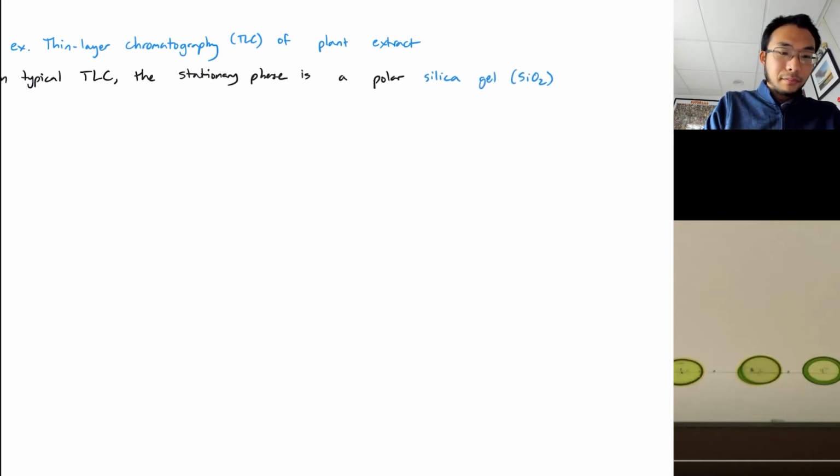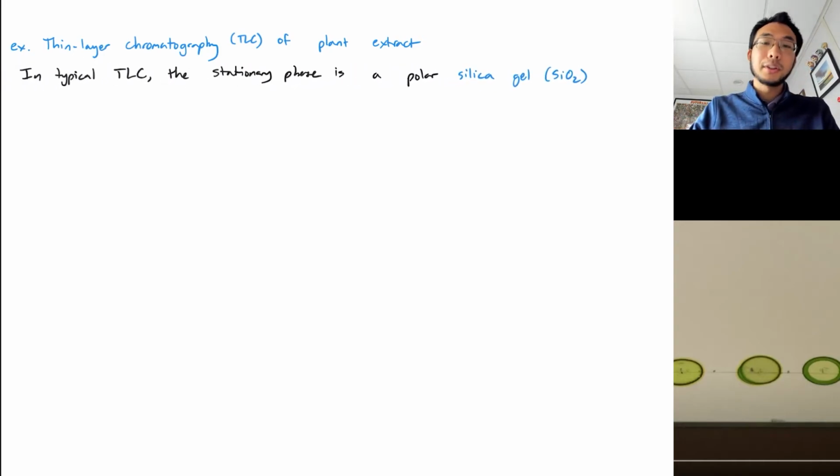One of the more important analytical chromatography techniques in the organic chemistry lab is what's called thin layer chromatography, or TLC. What's happening here is we have a very thin plate that acts as the stationary phase, and the mobile phase travels up the plate. This plate is usually a polar silica gel. So again, the plate, the stationary phase, is very polar.